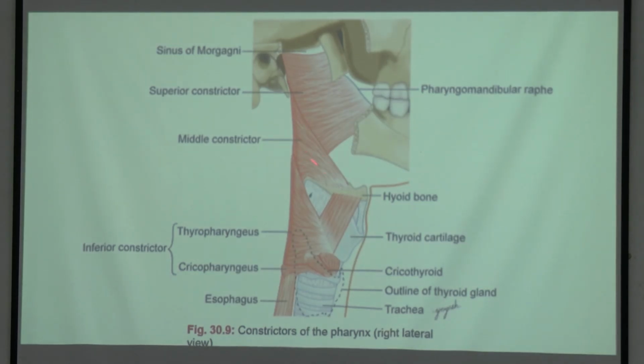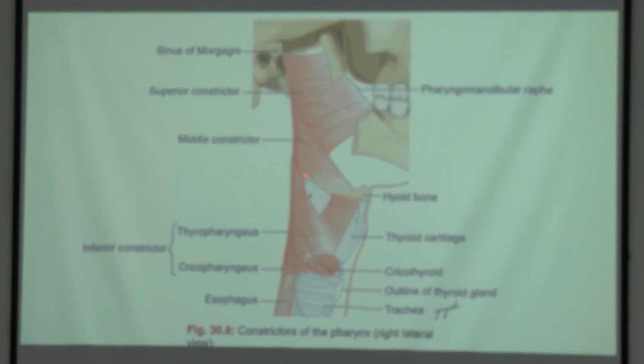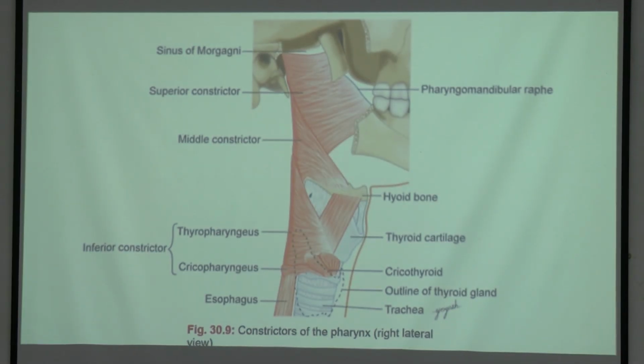This is the middle bucket. You can assume this is the middle bucket or the middle flower vase, and this is the biggest flower vase, that's the inferior constrictor, which is taking origin from the oblique line of the thyroid cartilage and also from the cricoid. So it has got thyropharyngeus and cricopharyngeal part. Cricopharyngeal part is the constrictor.